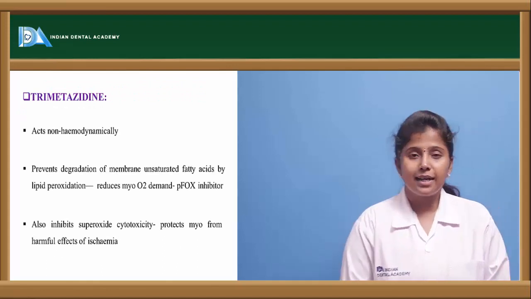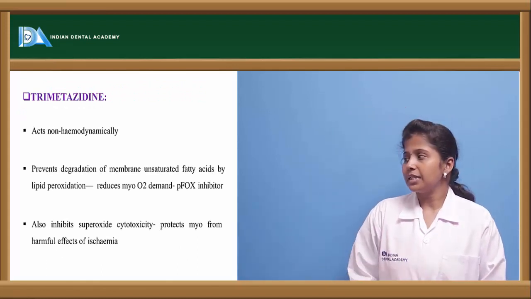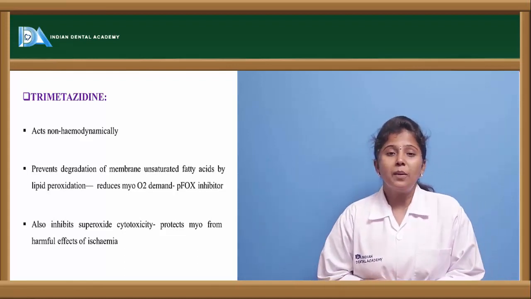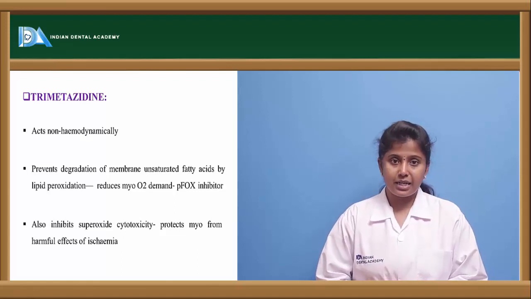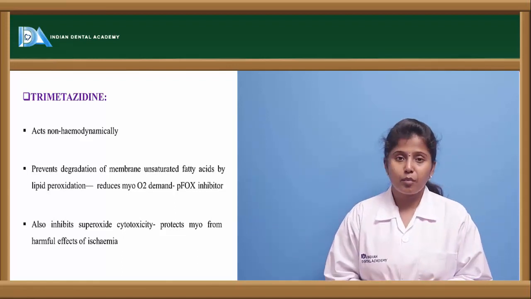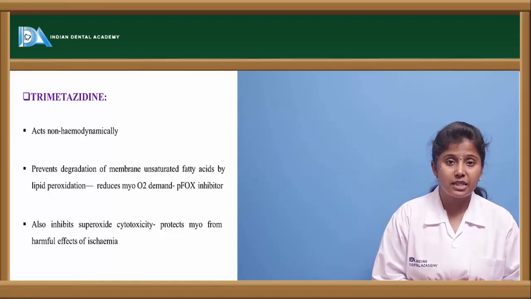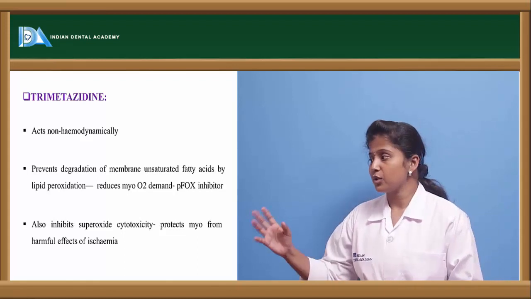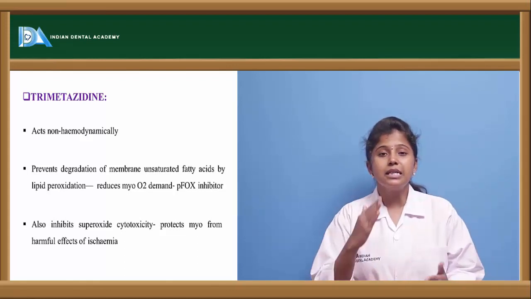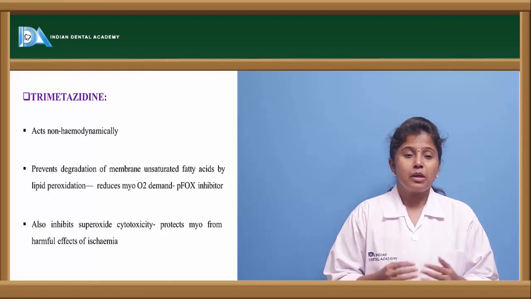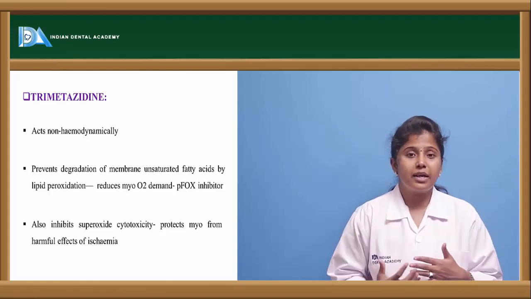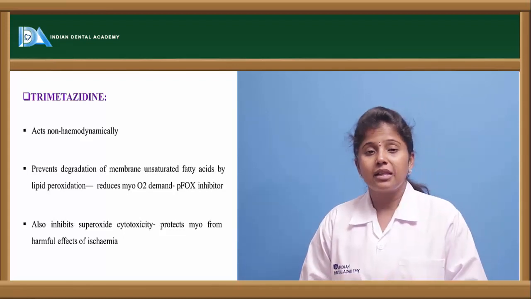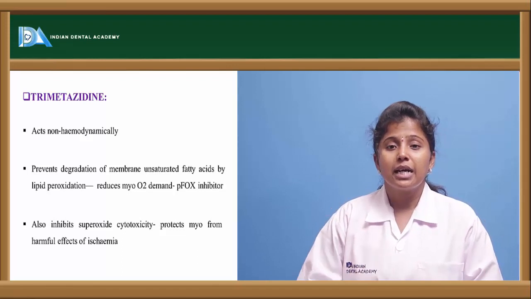The other one is trimetazidine. Trimetazidine acts non-hemodynamically. In the sense, this drug will prevent the deposition of fatty acids. Because of fatty acid deposition, the fatty acids which are there in the body get deposited in the blood vessel, leading to narrowing of blood vessels. So this drug prevents the degradation of fatty acid. When the fatty acids are degraded, it forms triglycerides, and thereby deposition occurs. So it prevents this type of degradation, and thereby prevents the deposition in the blood vessel.